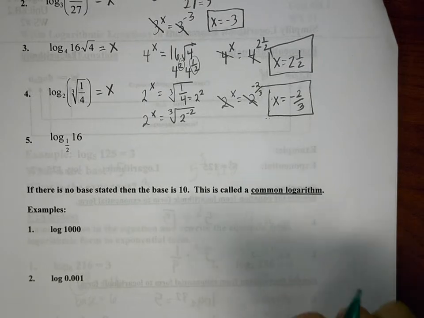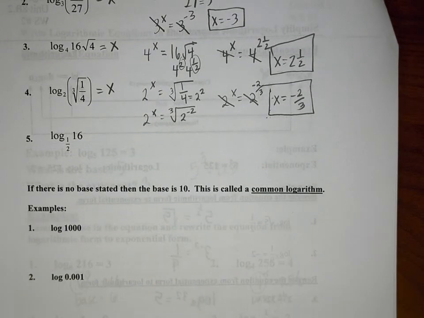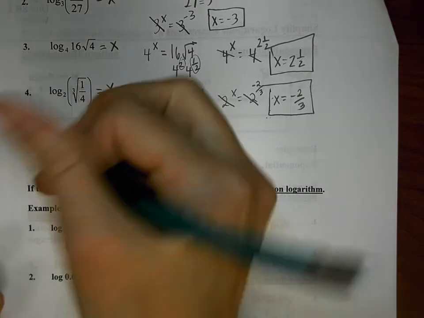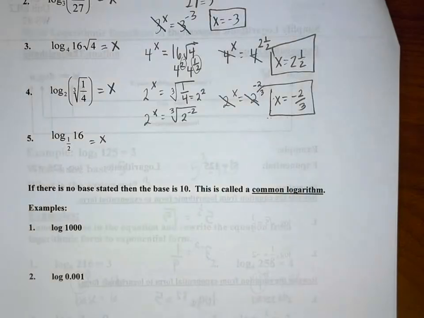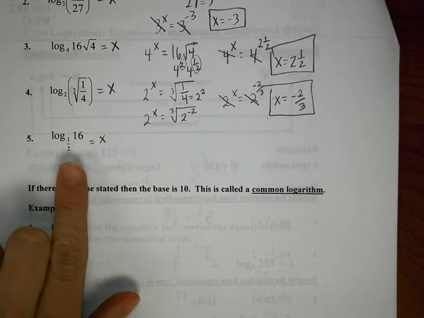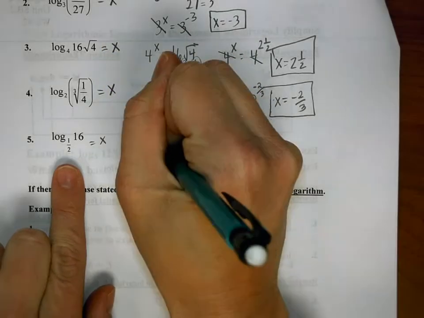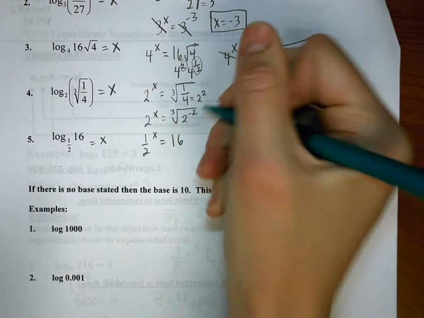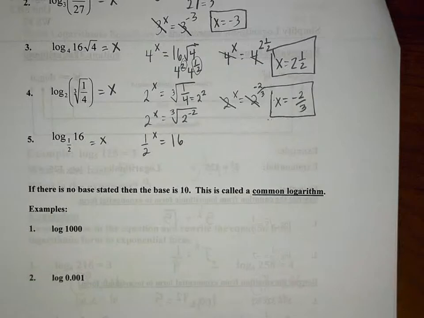Example 5. First step is to do what, Serena Foster? Equal to x, good. Vu, what's my next step? Good, do you know how to do this one? Perfect. 1/2 to the x power equals 16 is correct.